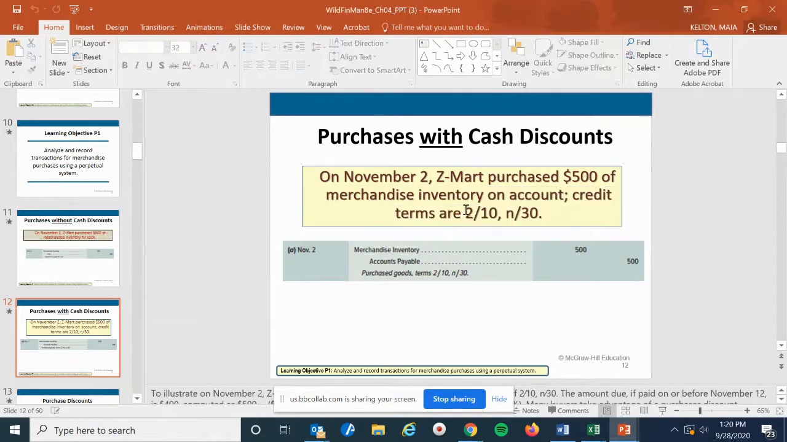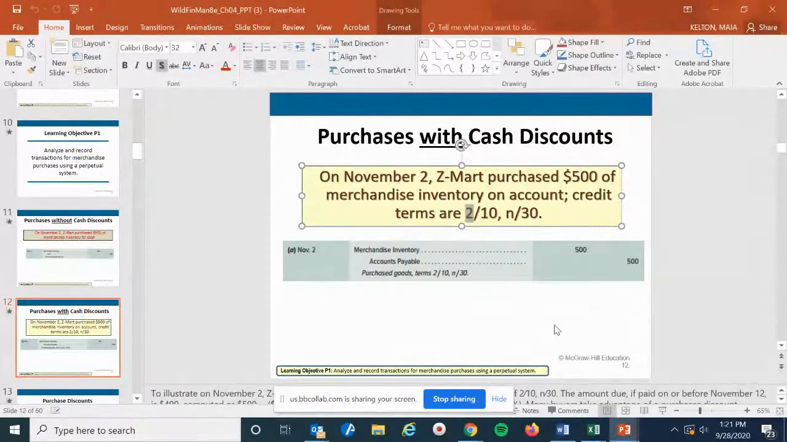So let's talk about what that means. 2/10 simply means that if Z-Mart pays their supplier within 10 days, so this number here, 10, is the number of days in the discount period, they're entitled to a 2% discount. That's significant because if they pay within 10 days, look at the date of the transaction, November 2nd. If they pay by November 12th, then they're not going to pay the full $500. They'll pay $500 minus the 2% discount.